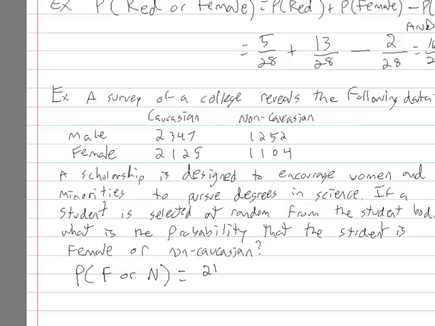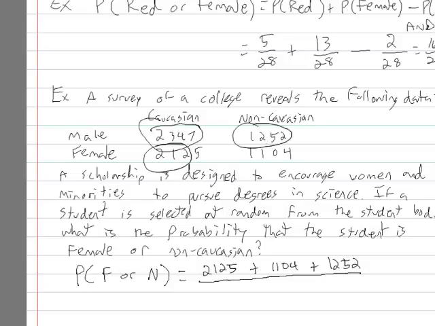would be 2125 plus, there's 1104 of the female non-Caucasians, and the 1252, that's the rest of the non-Caucasians that we didn't count yet. And we divide that by the total number of possible outcomes in the entire probability space, which is simply adding in these 4 values. 2347 plus 2125 plus 1252 plus 1104, because if I select a random student, it's got to be one of that large number of students.